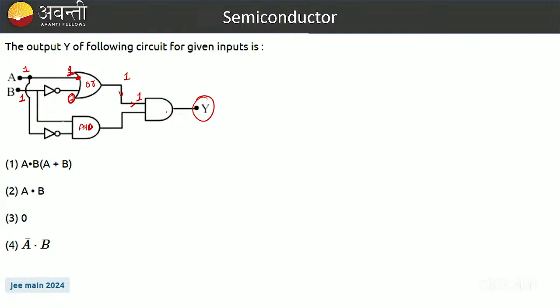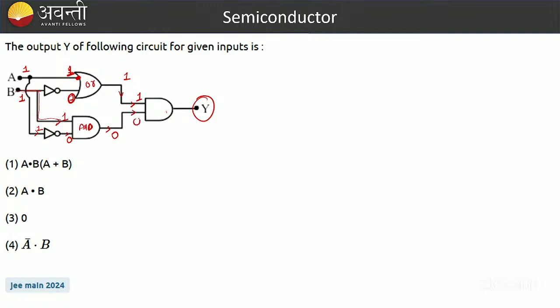This is also an AND gate. Two inputs are required. One is directly coming from B, which is 1, and one is coming from A, which is also 1. But from here up to here, there is a NOT gate in between. It will convert it into 0. So 1 and 0, and this is the AND gate, so it will give you 0. Got it?